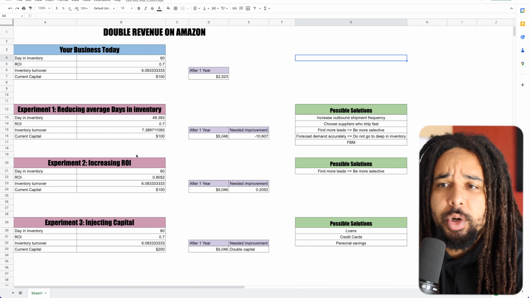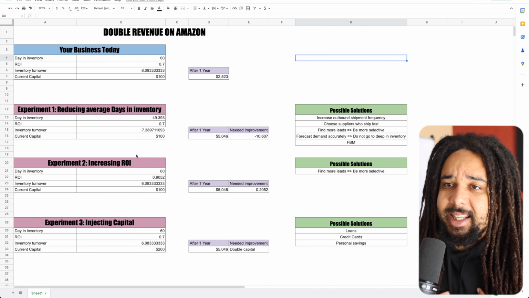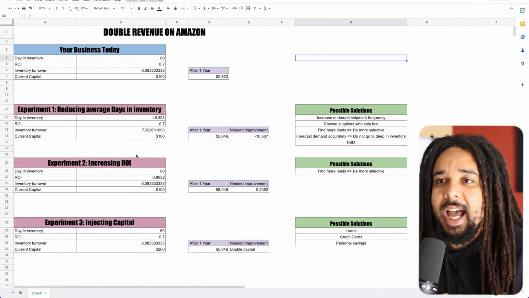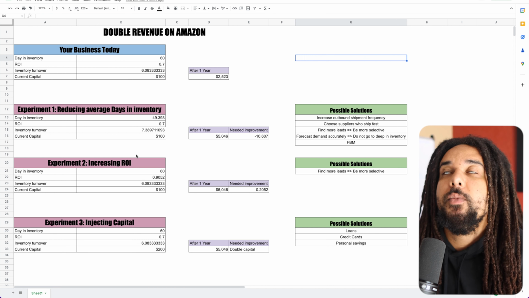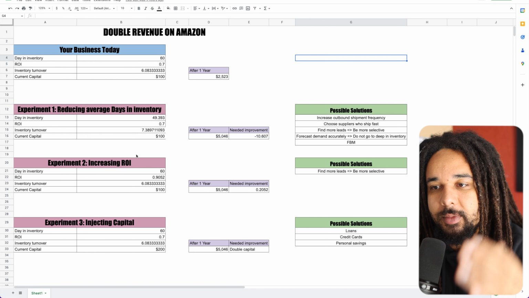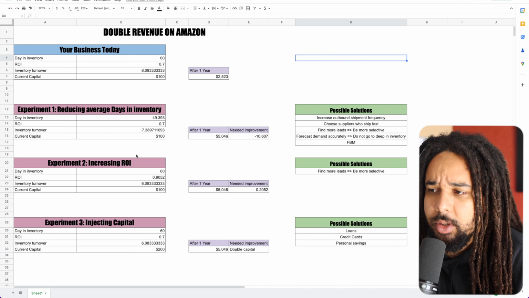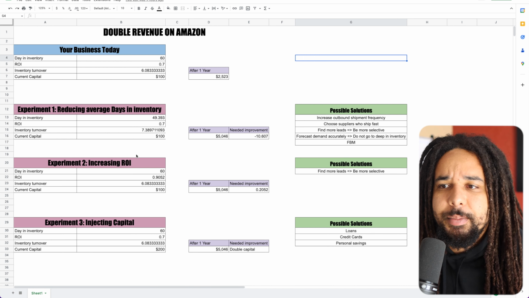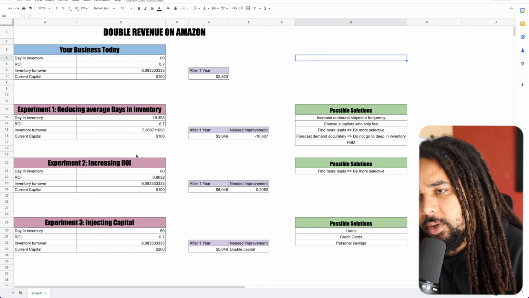My average return on investment is probably going to drop a little bit, but if I can sell all my inventory within 2 weeks after I send my boxes to Amazon, the growth my business is going to see is going to be exponential. It's going to be amazing. So increasing the return on investment is the hardest lever to pull. There's a few things you can do. You can find more leads and be more selective, but it's really, really a hard lever to pull.